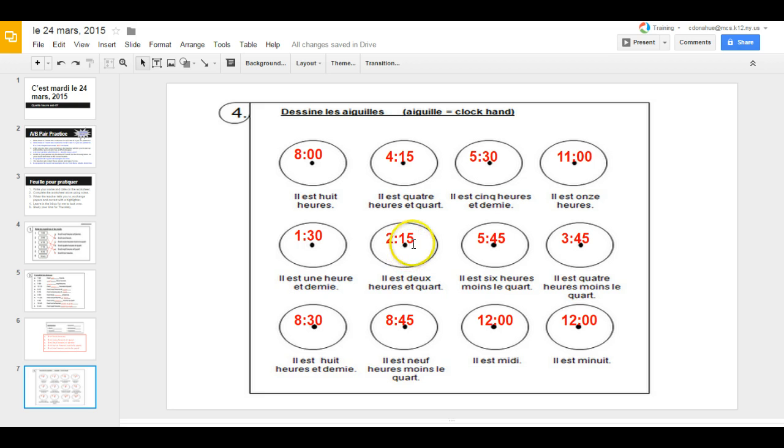For number 6, the little hand on the 2 and the big hand on the 3. For number 7, the little hand on the 5 and the big hand on the 9. For number 8, it should be the little hand near the 3 and the big hand on the 9. For number 9, the little hand on the 8 and the big hand on the 6. For number 10, the little hand near the 8, the big hand on the 9. For number 11, the little and big hand on top of the 12. And for the last one, the little and big hand on top of the 12.